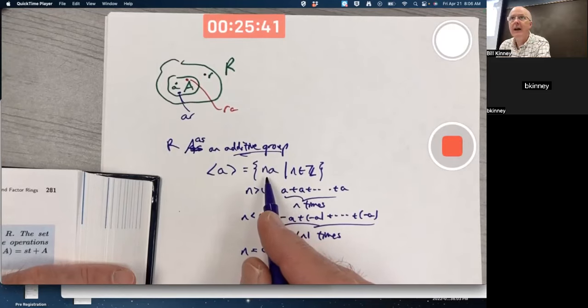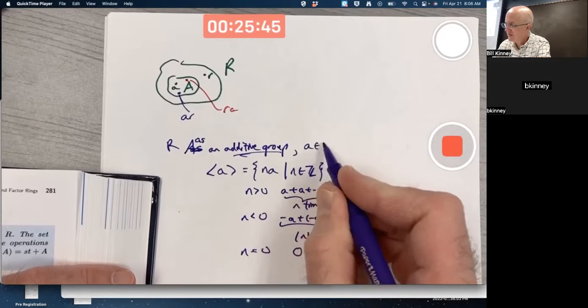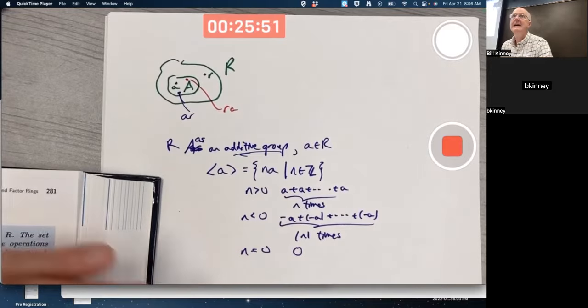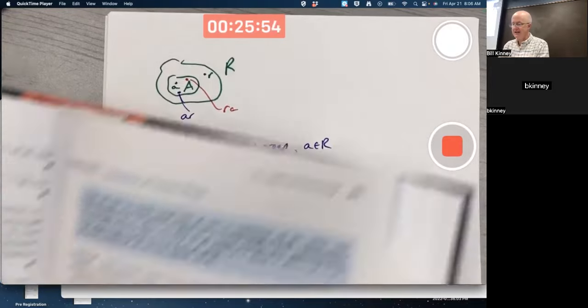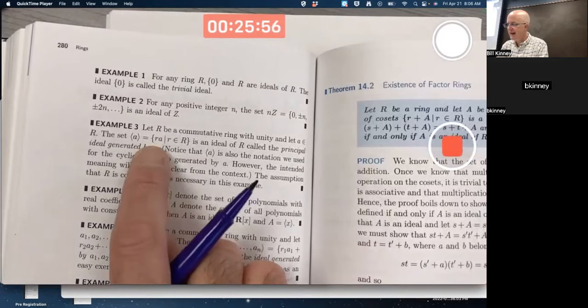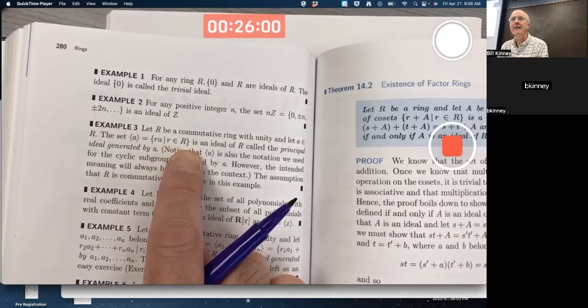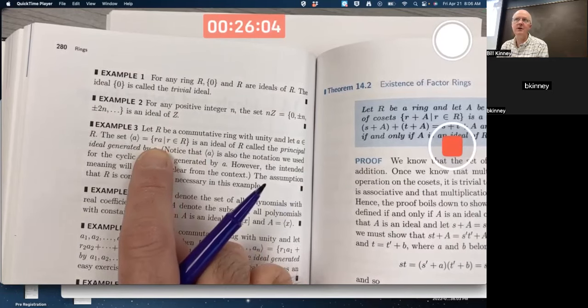n is not a ring element. A is a ring element, n is an integer. Instead of powers of A, we'd use multiples of A. But that's not what this definition is. It's not nA, it's rA, where r is in the ring. And since we're assuming R is a commutative ring, we could say these products are also A times r.